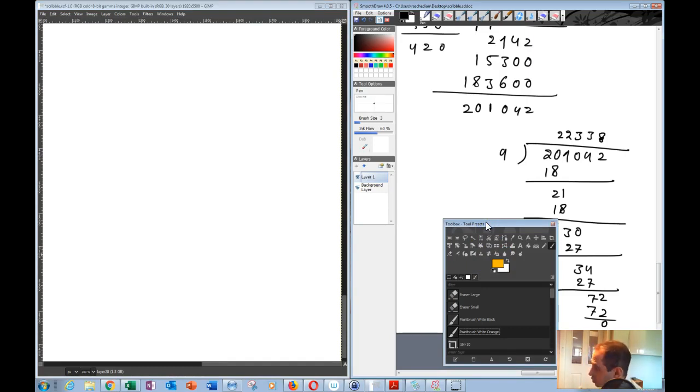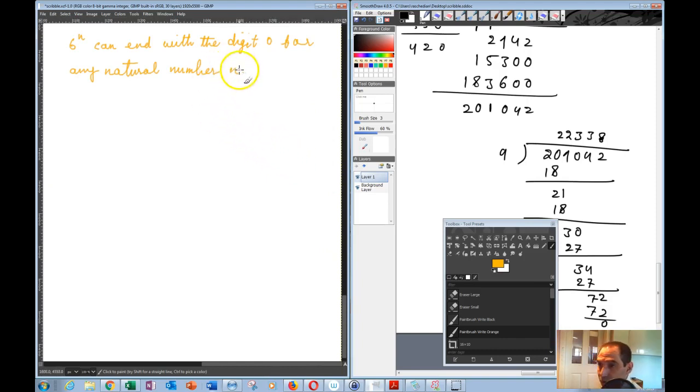Now there is a way that you can actually solve this problem, and I'm going to show you how in just a few moments. Okay, so the way that you solve this problem is actually pretty interesting. The logic that they have used in order to solve this is pretty neat. So we wanted to know whether 6 raised to the power n can end with the digit 0 for any natural number n.